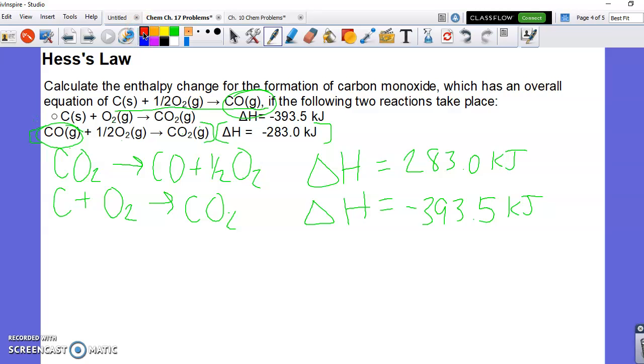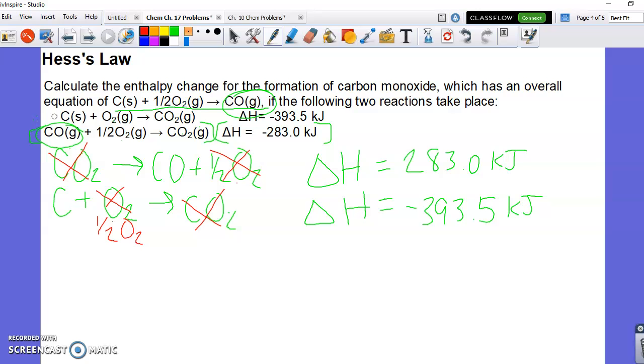Now let's go through and cancel some stuff out. So I have a carbon dioxide over here as a product. That'll cancel out with my carbon dioxide over there as a reactant. I have 1/2 oxygen here, and I have 1 oxygen there. So that will completely cancel out. And if I take 1 minus 1/2, I'm going to be left with 1/2 oxygen over here.